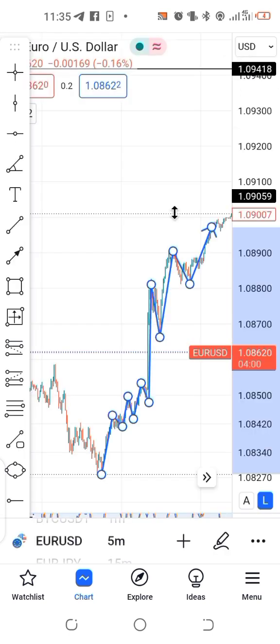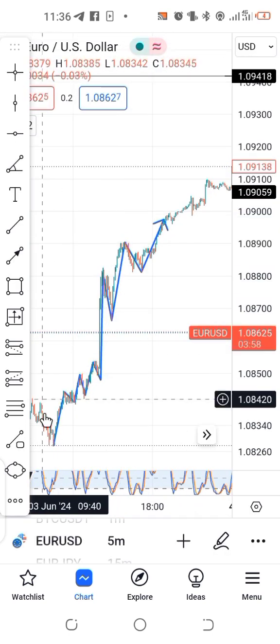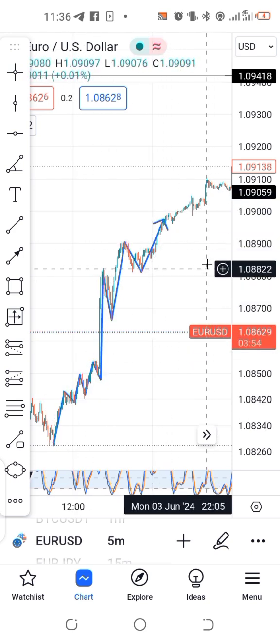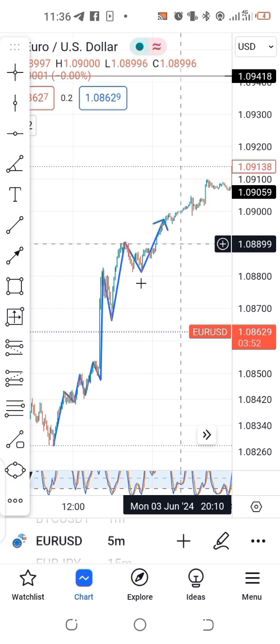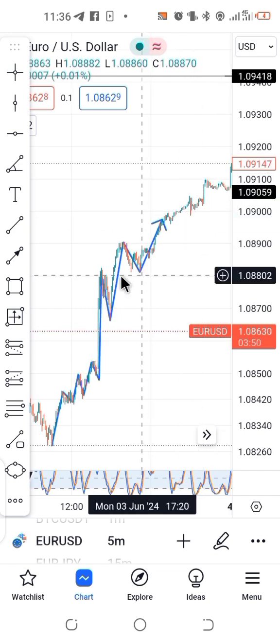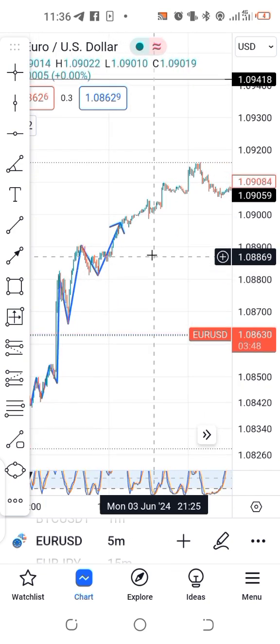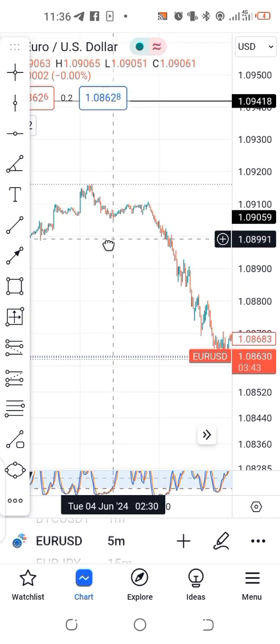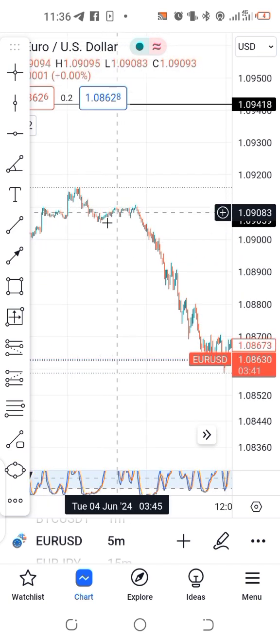Always in an uptrend market, the price will move from the bottom up. That is, it's a bullish market. Price is moving upwards. So you can do it on and on and on until the market probably takes a different turn. Okay, so that is a typical example.